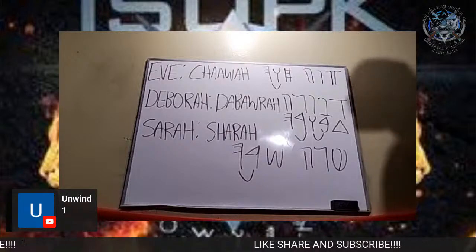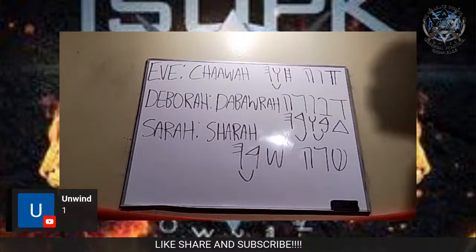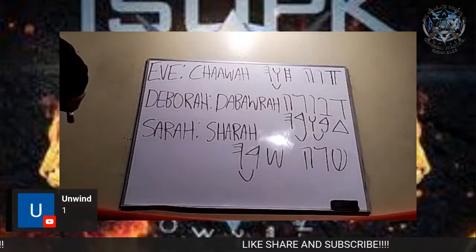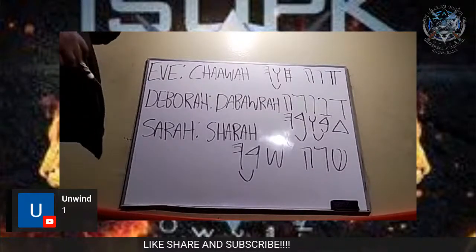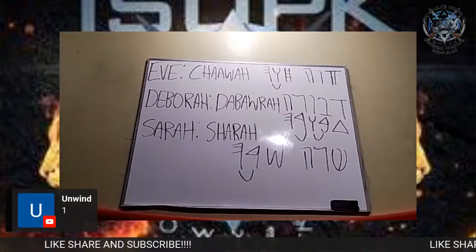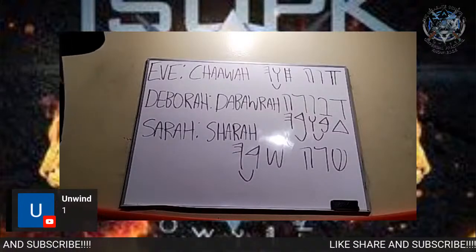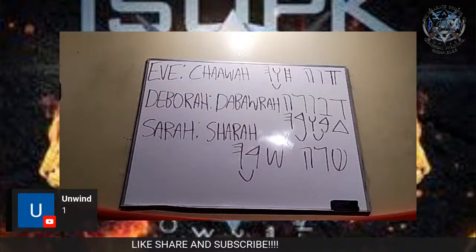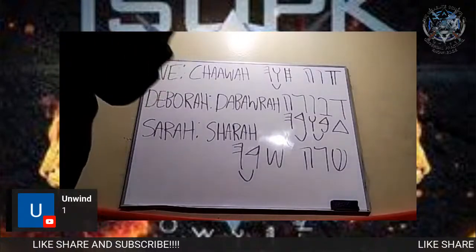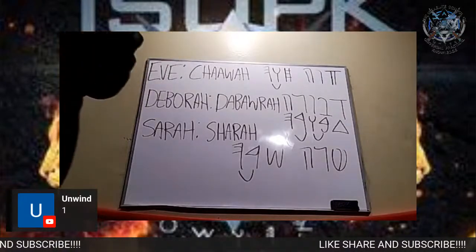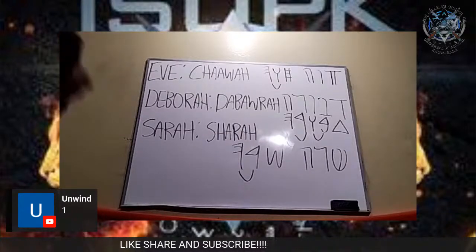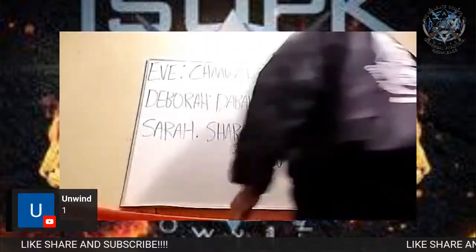Sarah or Sarai, which was Abraham's first wife. She is the mother of Isaac, and Jacob and Esau come from Isaac. Jacob being a forefather of the nation of Israel, forefather of the 12 tribes of the nation of Israel. Sarah, her name means noble woman, or Sarah in the English, all right?